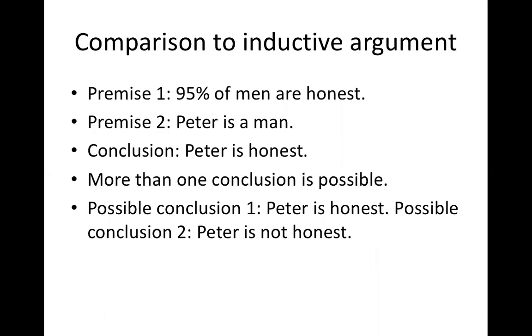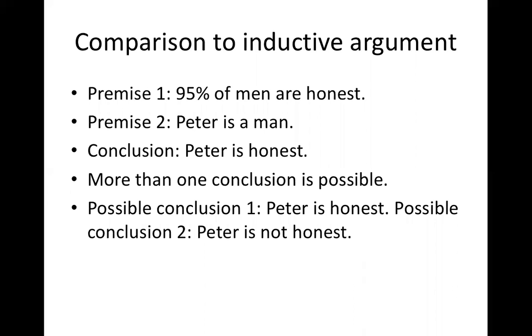Let's compare it to an inductive argument. This is an example of an inductive argument. Premise 1, 95% of men are honest. Peter is a man. Therefore, Peter is honest. When you look at this argument, you see that more than one conclusion is possible. Now, if you say 95% of men are honest and Peter is a man, the conclusion that Peter is honest is not the only possible conclusion.